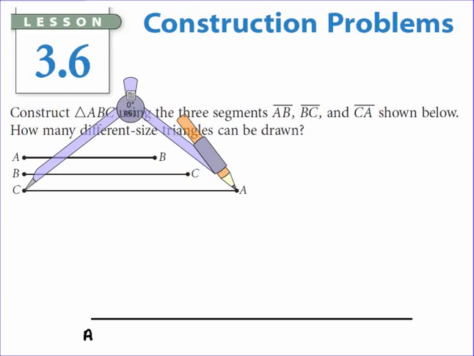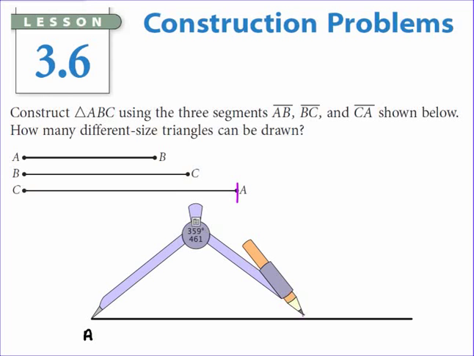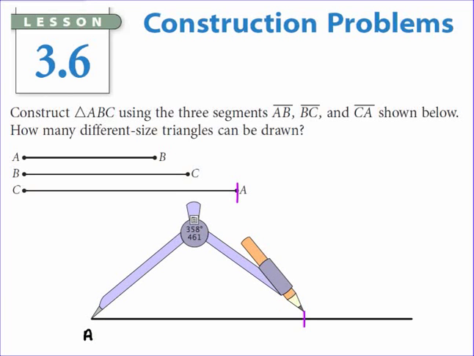All I'm going to do is measure that with my compass, and I'm going to make an arc. Once I've done that, I'm going to come down here and make an arc. So what do I know about that purple segment right there? That's C. Yep, equal to CA. Good. So that's your first thing.